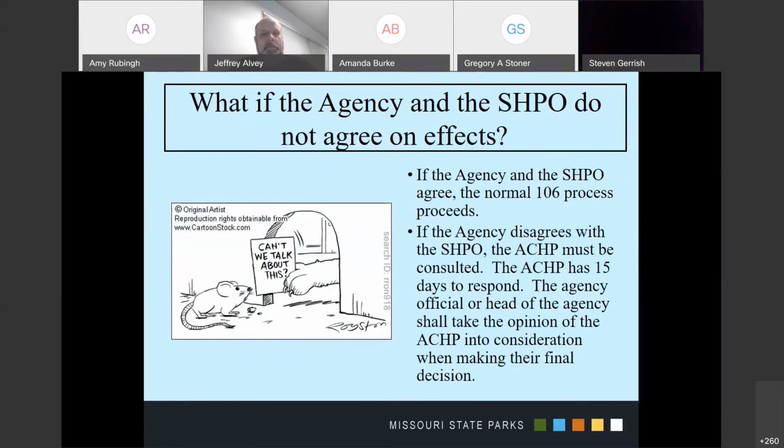The Advisory Council has 15 days to respond, and then the agency takes that response and that opinion of the ACHP into consideration when making their final decision. So again, it's just a part of that consultation process where we all have to talk about the determination of effects as well.